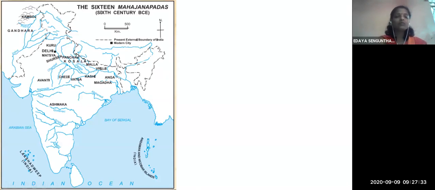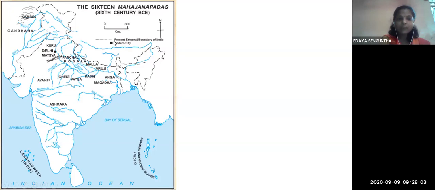You all have your textbook. After finishing this lesson, you can freely observe this map too. But now we can study this map through this video only. See, here is the starting point of the 16 Mahajanapadas, 6th century BCE. I had wrongly written 16th century. It was the 6th century BC. Kamboj, Gandhar, Kuru, Matsya.